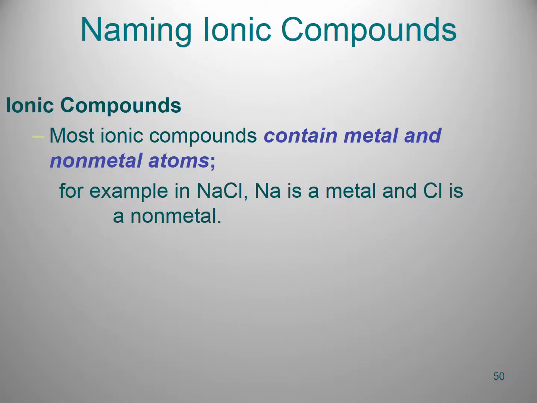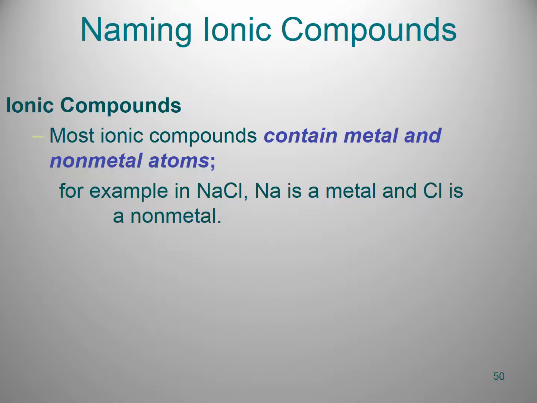So let's start with ionic compounds. Most ionic compounds contain a metal and a nonmetal, or a metal and a polyatomic ion. So the negative ion could be a polyatomic. Actually, the positive could be NH4 plus. That's pretty much the only positive polyatomic ion that we're going to be working with. There are others, but NH4 plus is pretty much the only one we're going to be focusing on. But anyway, ionic compounds are generally, especially if there's only two elements involved, a metal and a nonmetal.